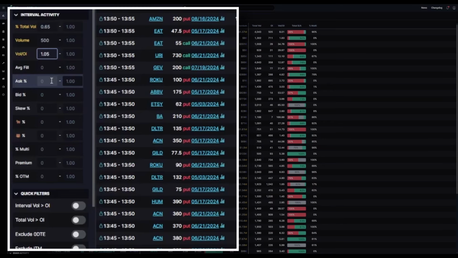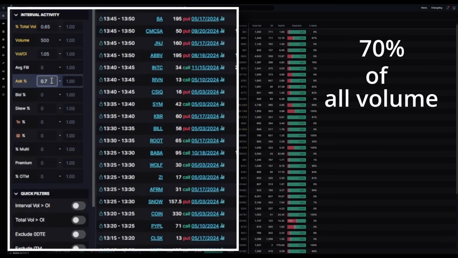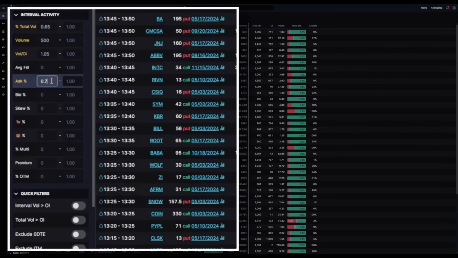Now, like I'd said, I want mostly ask side transactions, possibly to open, in this interval feed. So I'm going to set the ask percent to 0.7. This means that 70% of that contract's volume will have transacted on the ask side of the bid-ask spread.